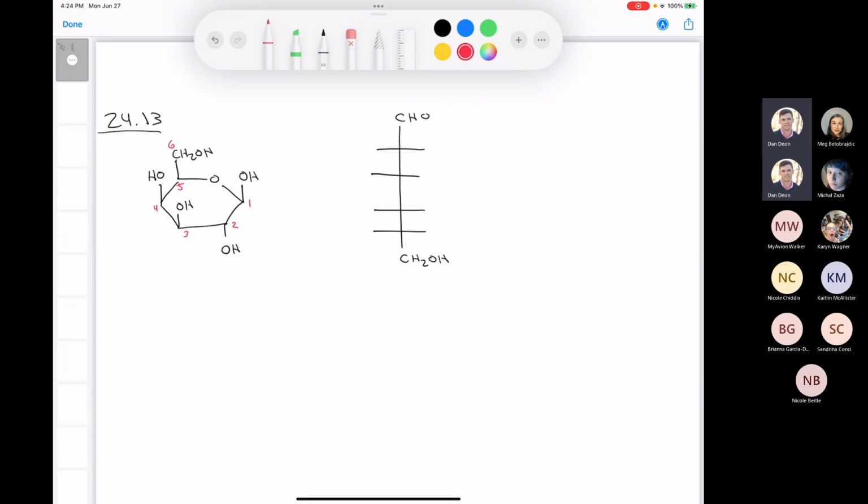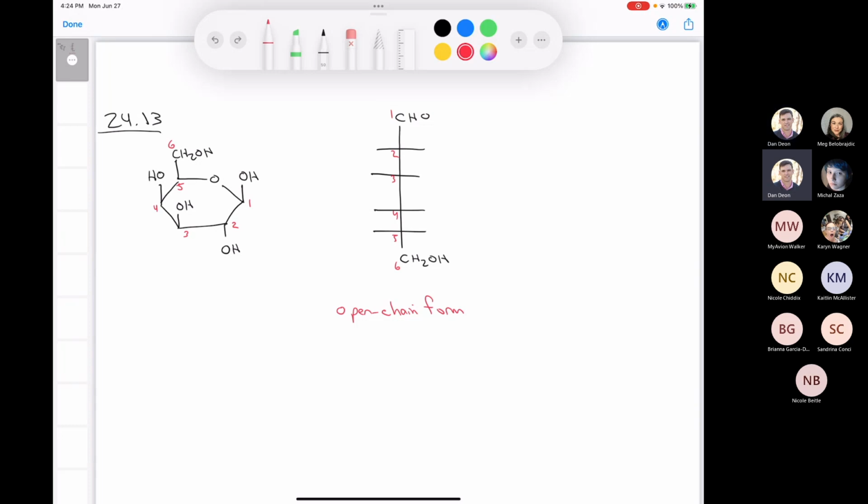We're going to start numbering at the top: 1, 2, 3, 4, 5, 6. So carbon number 1 only becomes a chiral center when you have the cyclic form. Carbon number 1 in the open chain form is not a chiral center because this carbon is sp2 hybridized. So we go to carbon 2.